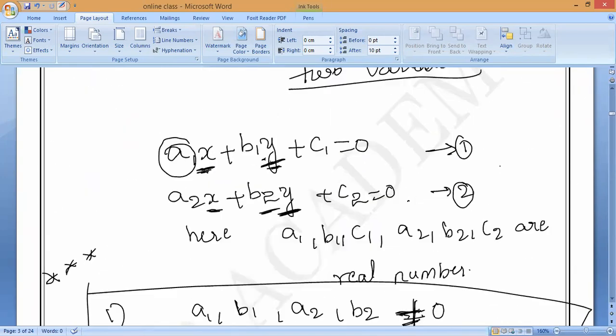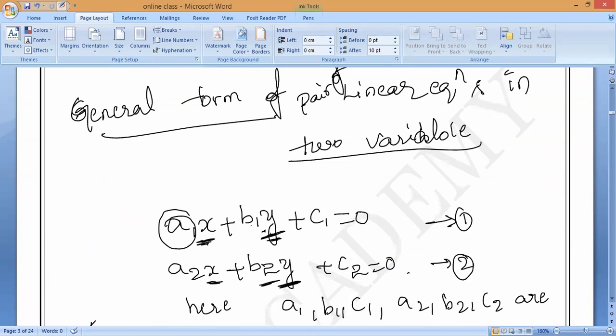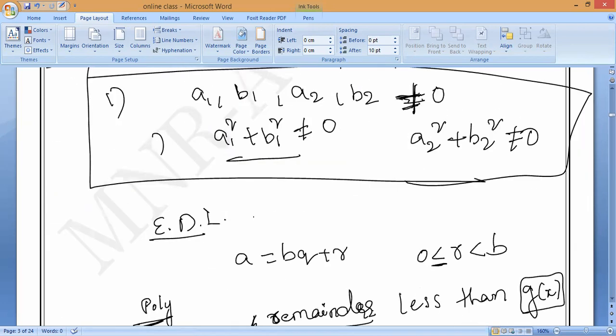In a pair of linear equations, the general form is a1x plus b1y plus c1 equal to 0, and the next equation is a2x plus b2y plus c2 equal to 0. Here the condition is a1, b1, c1 and a2, b2, c2 are real numbers, and a1, b1, a2, b2 should never be 0. And a1 square plus b1 square should not be equal to 0, and a2 square plus b2 square should not be equal to 0. Remember this one.